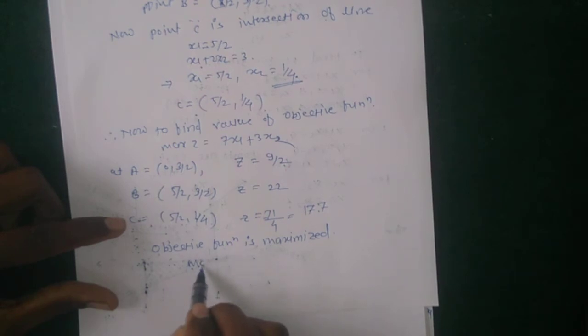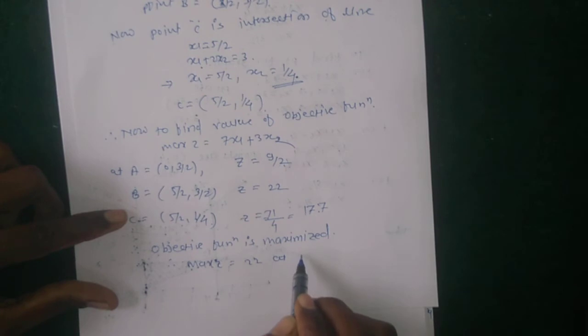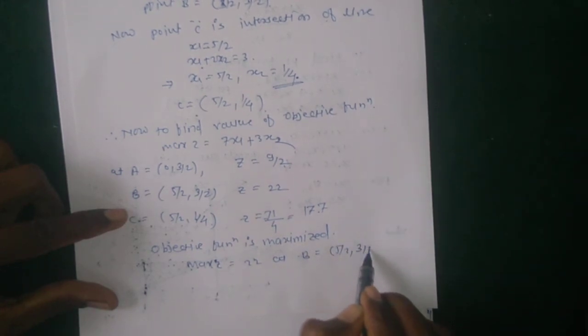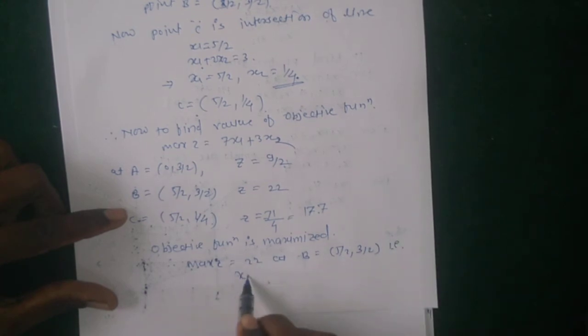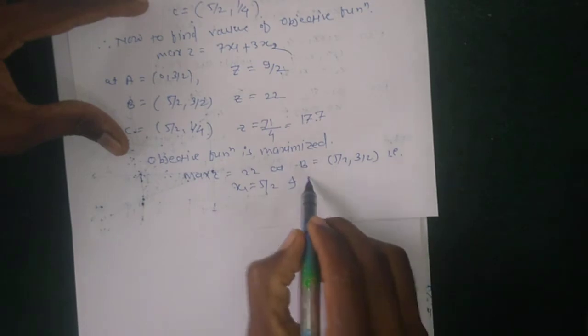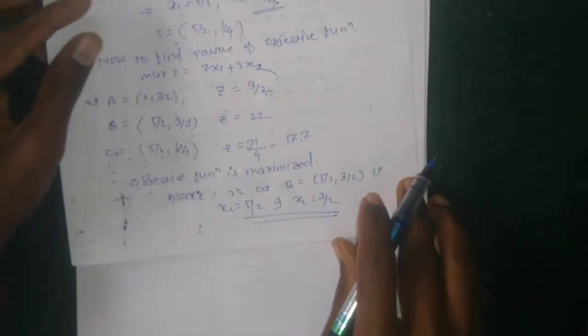Therefore maximum Z is equal to 22 at what point? At point B, which is 5/2 and 3/2. That is, x1 is equal to 5/2 and x2 is equal to 3/2. This is our solution.